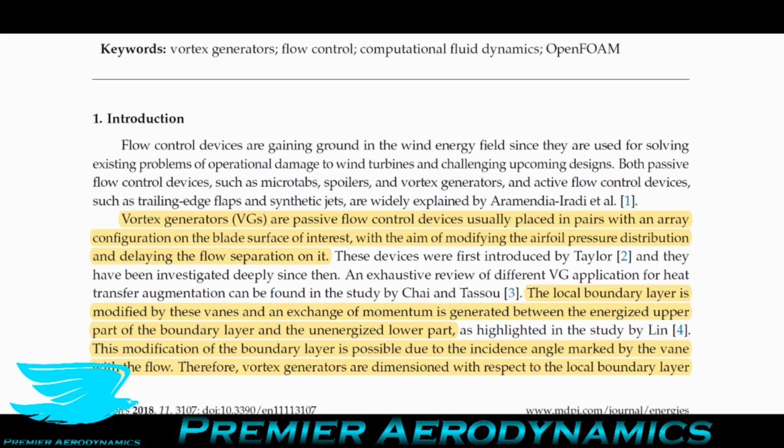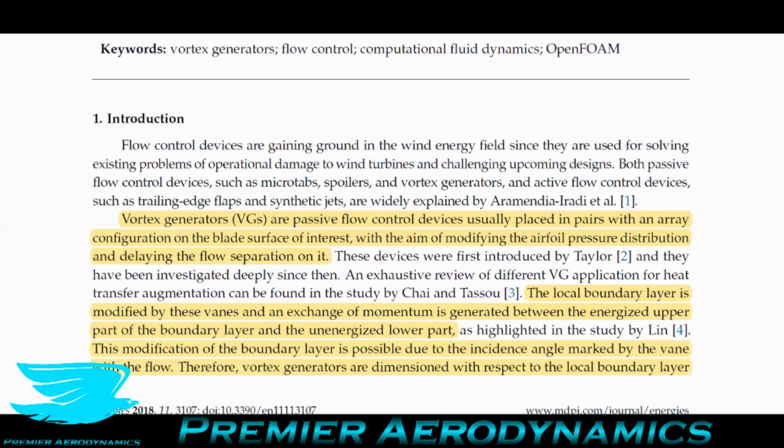They'll usually operate in pairs in a sort of fashion. And then they say that the local boundary layer is modified by these vortex generators, and there's an exchange of momentum between the upper part of the boundary layer, as I mentioned, and the lower part of the boundary layer.